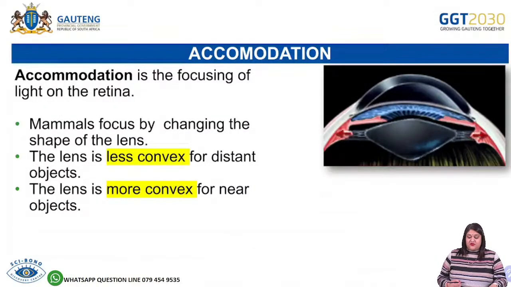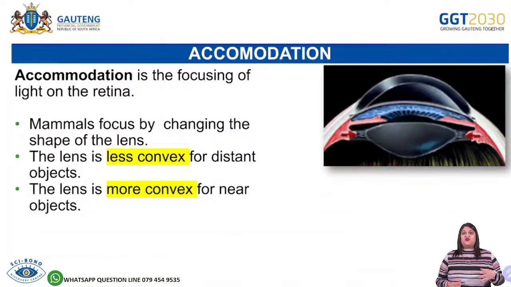Right, now we're moving on to accommodation. Now I want to remind you, accommodation is the focusing of light on the retina, and it enables us to see objects that are near and objects that are far away. So I want to remind you, what are the different parts that are involved here?